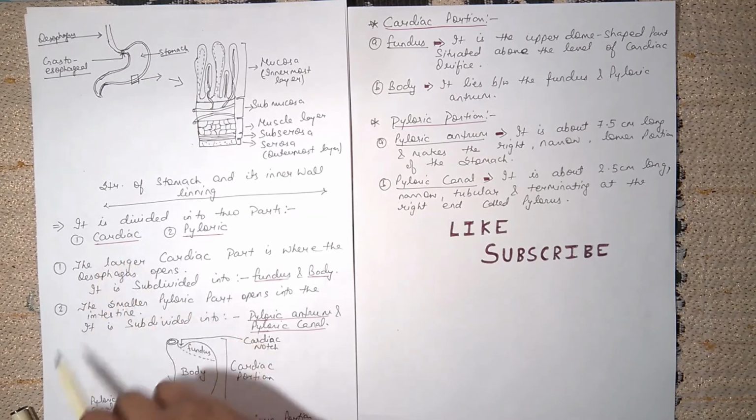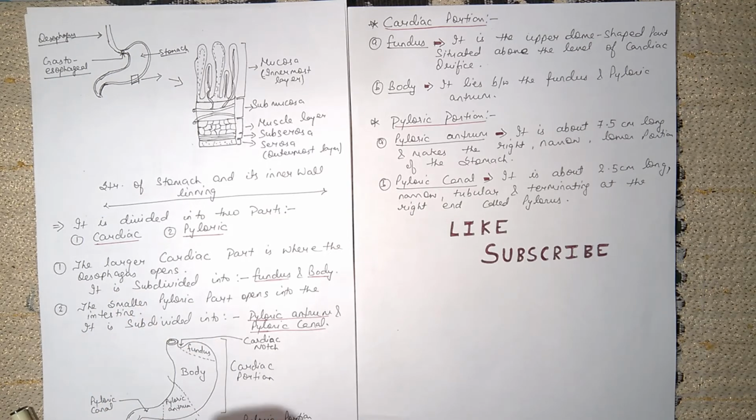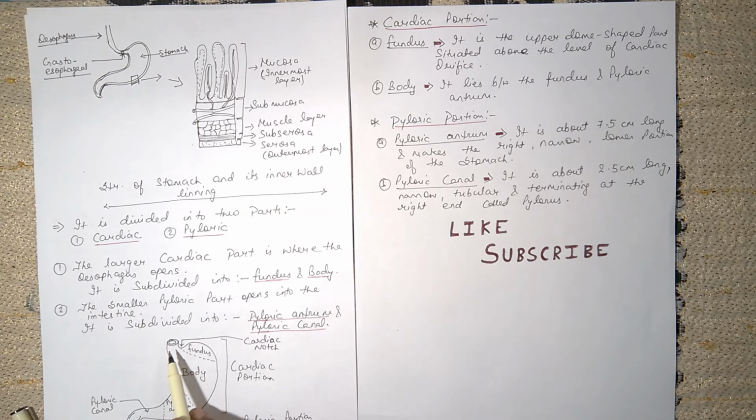The first one is the cardiac and the other is the pyloric portion. The larger cardiac part is where the esophagus opens. As you can see from the diagram, this is a subdivision of the stomach. This portion is the cardiac portion. It is the larger portion and it is the part where the esophagus opens. And here is where the cardiac notch is present, and this portion is where the gastroesophageal sphincter is present. Now the cardiac portion is again subdivided into two portions, the fundus and the body.